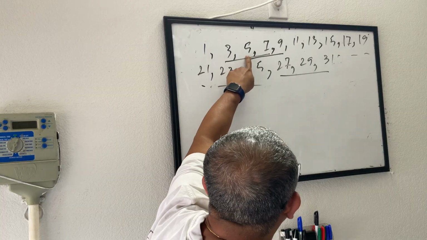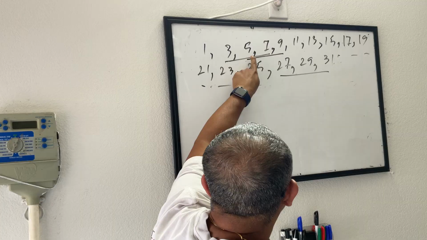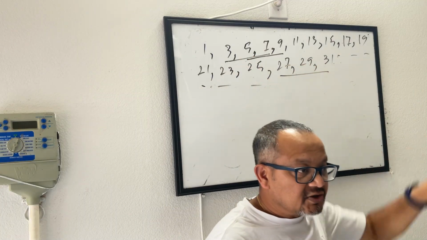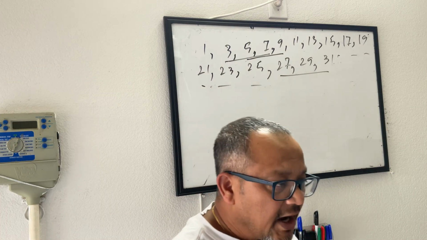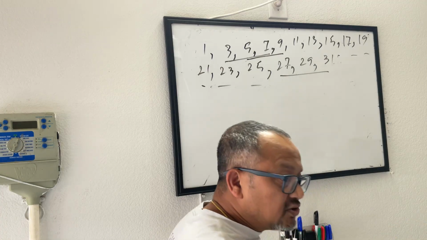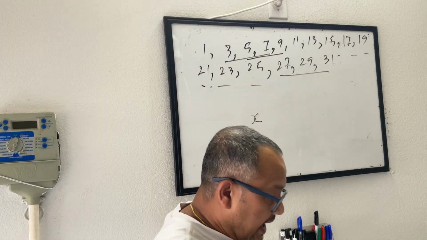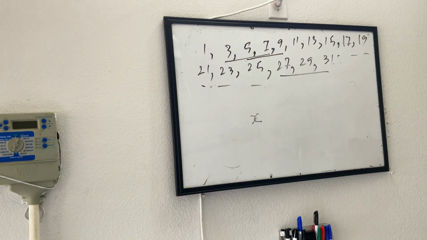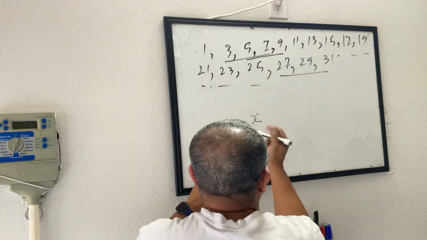Now, this is another thing I'm thinking. Between every 2 consecutive odd numbers, what is the difference? 2. 3 to 5 is 2, 5 to 7 is 2, 7 to 9 is 2, 9 to 11 is 2, 11 to 13 is 2. So between 2 consecutive odd numbers, there is a difference of 2. I don't know what those numbers are, so let's assume my first number is x.